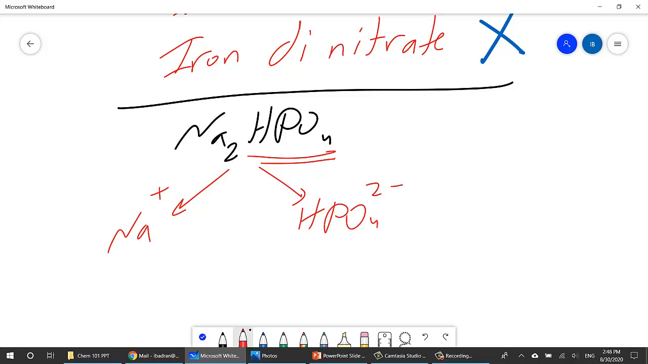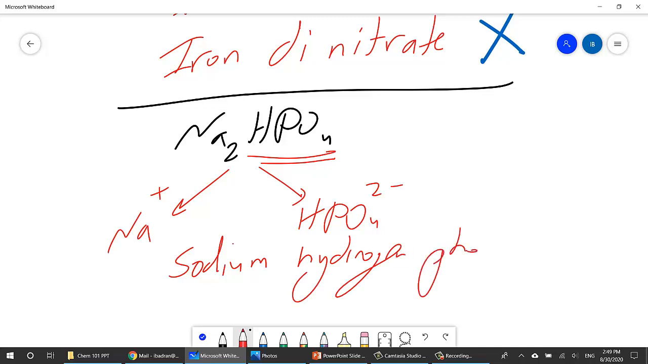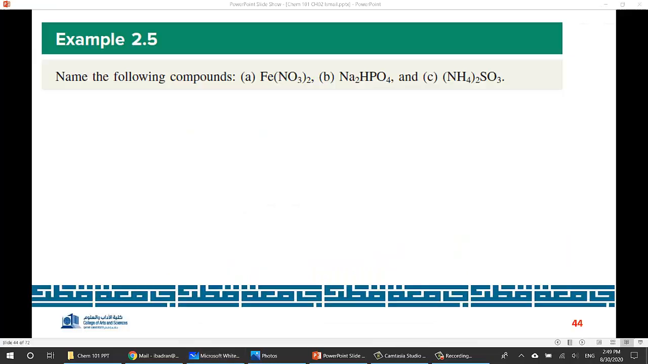This is an ionic compound because it's made of a metal or a cation and an anion. It's not covalent, and this is type 1, so there is no mono or di. I can just name it sodium, and then this is called hydrogen phosphate. Hydrogen phosphate, that's the name of the group. Last one is NH4, that would be ammonium. Or actually, you know what? I will let you do that by yourself later on.